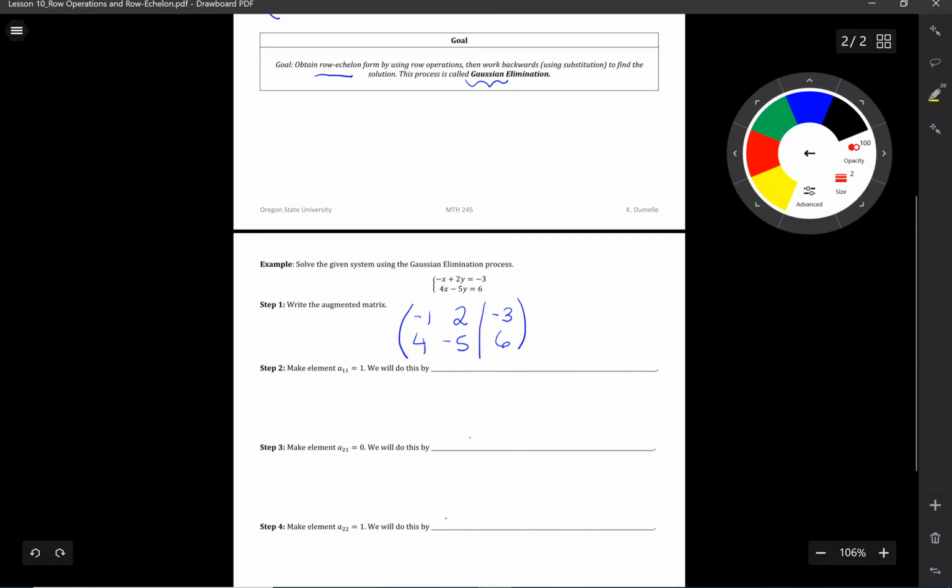My next step is that I want this entry, a sub 1,1, to be equal to 1. Now remember, I can either exchange 2 rows with each other, multiply a row by a constant, or add 2 rows together. So the easiest way here is just to multiply row 1 by negative 1.